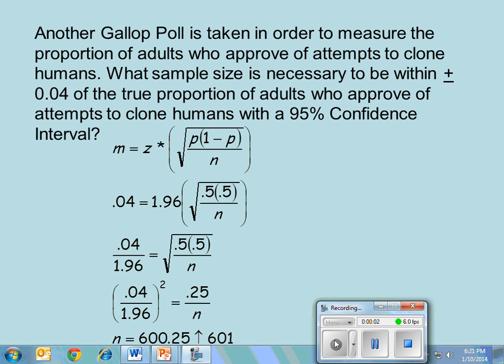So welcome back. Again, we had to stop halfway through. Our time was nearly out. So let's go back here and take a look at this problem about the Gallup poll.